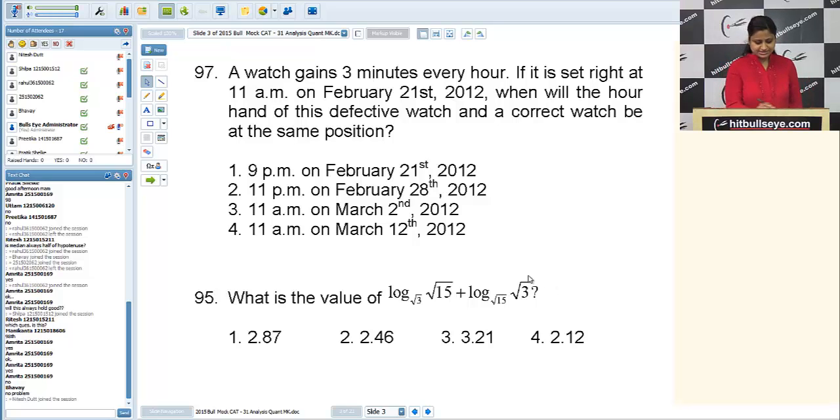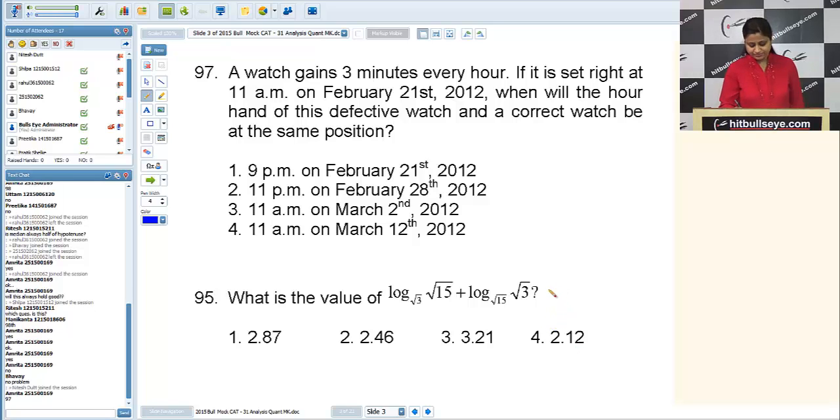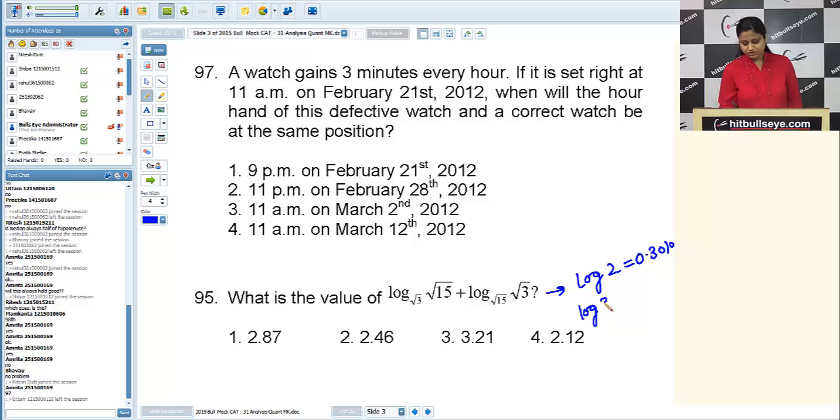95th, a very easy question based on logarithm, if you know the basic properties of this topic. So first of all, the log 2 value, it's good if you know these values: 0.3010. Log 3 is 0.4771. By using these two things only, and as you know that log 10 is also 1.